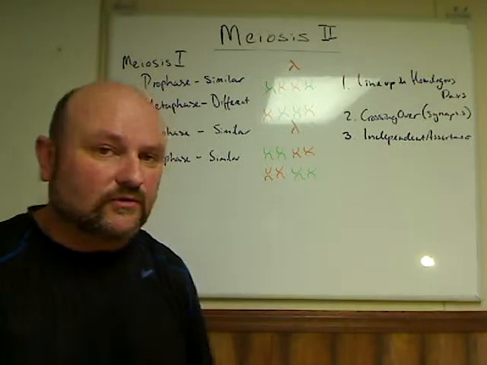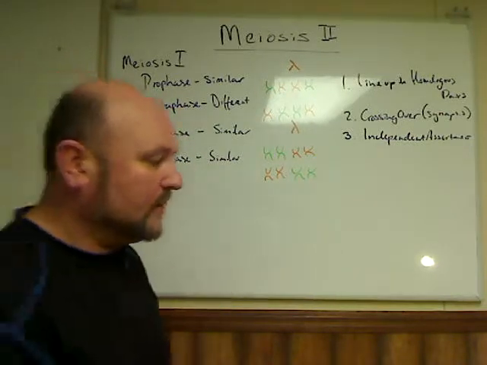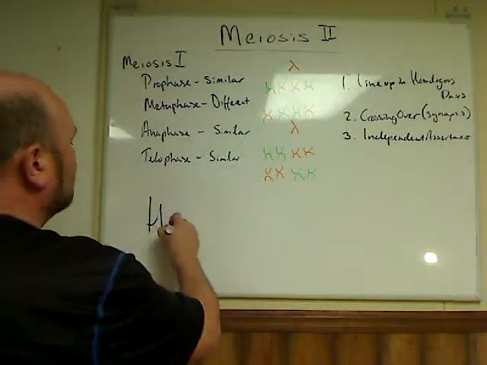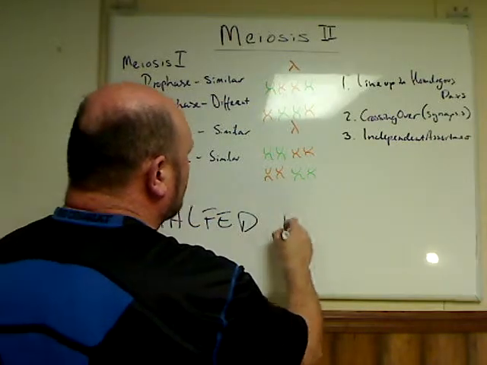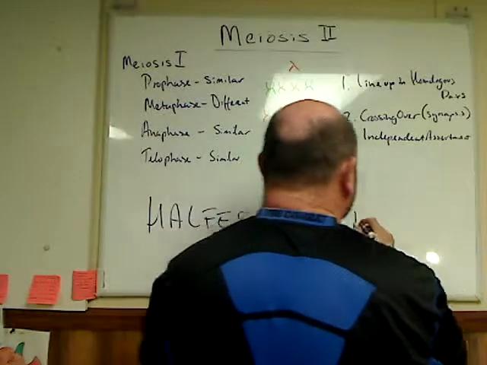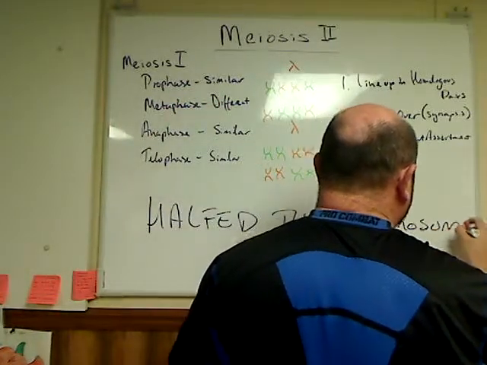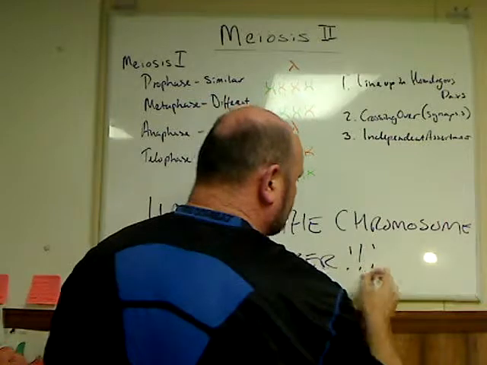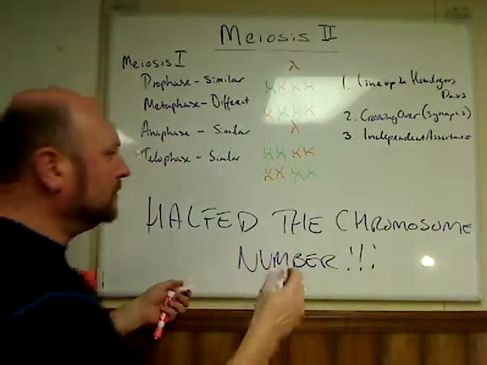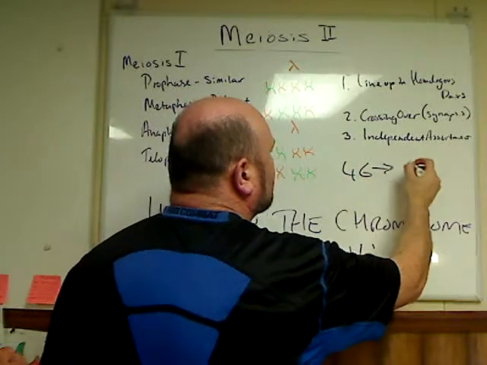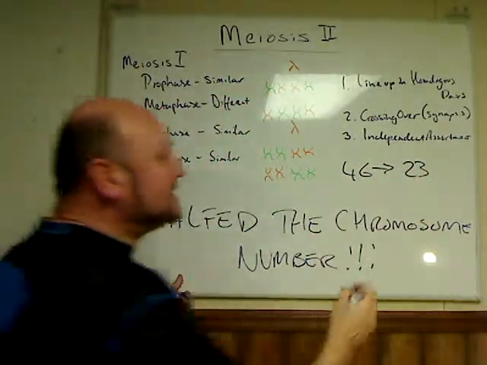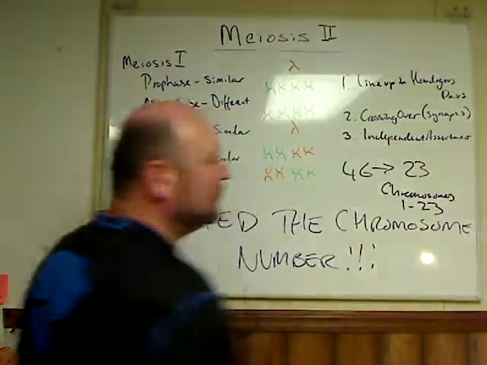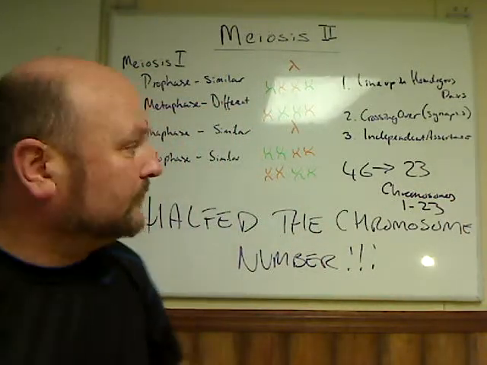So this is where we got to in meiosis 1. We got to the end of meiosis 1, and we halved the chromosome number. So in humans, we went from 46 to 23. We still maintain chromosomes 1 to 23. Otherwise, the egg or the sperm would not be viable.